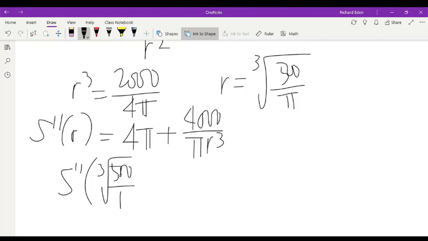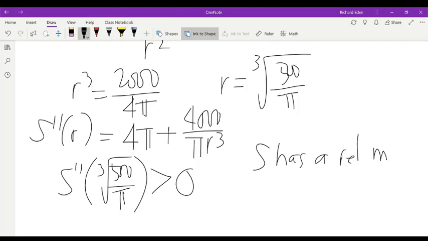But in this case, fortunately, if you look at the two terms making up S double prime, the first is 4 pi, positive, and the second is 4000 over R cubed. You don't have to know the exact value, but that second term is also going to be positive. And just like that, we get to conclude that S has a relative minimum at our critical number, the cube root of 500 over pi. But how do we know that the point corresponding to this critical number is actually the lowest point on the graph?